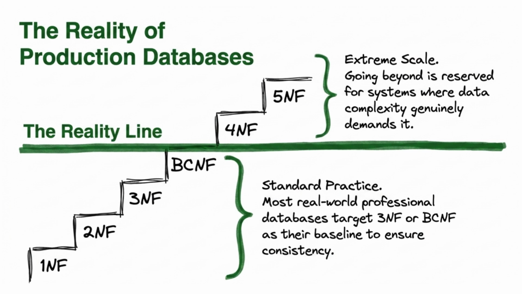The reality of production databases. Here's the honest truth about normalization in the real world. Most professional databases target 3NF or BCNF as their standard baseline. Going to 4NF and 5NF is reserved for systems where data complexity genuinely demands it. Know the full staircase, but apply it with judgment.